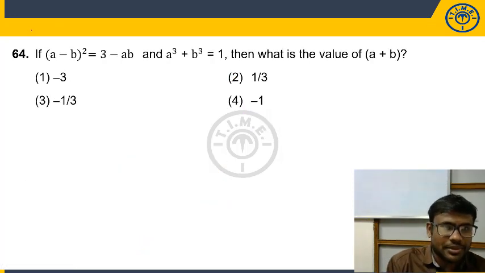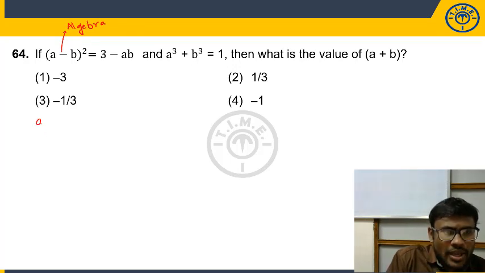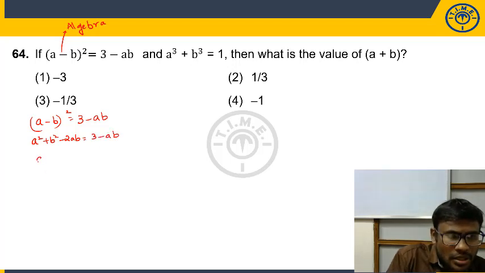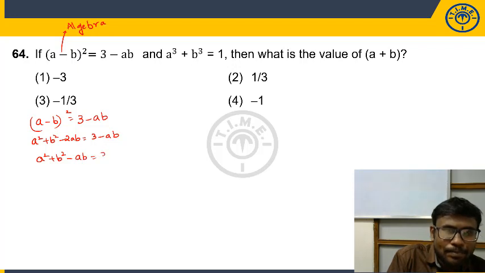Next question. (a minus b) whole square is equal to 3 minus ab. Again a question from algebra. So a square plus b square minus 2ab is equal to 3 minus ab. So a square plus b square minus 2ab plus ab, that is minus ab, is equal to 3.